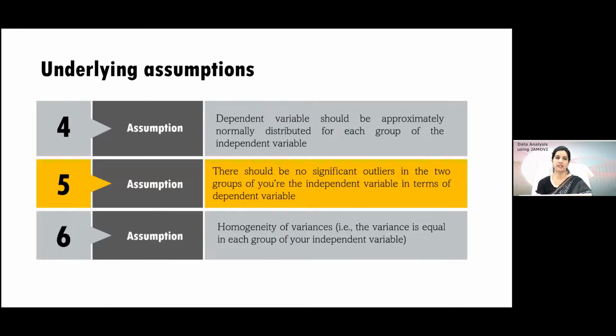Then the sixth assumption is that there should be homogeneity of variance. So what do we understand by homogeneity of variance? We learned about variance on day one. Remember, variance is the sum of squares divided by the sample size minus 1. For the sum of squares, we deducted each individual value from the mean, squared them, and summed those squares. So that is the definition of variance.